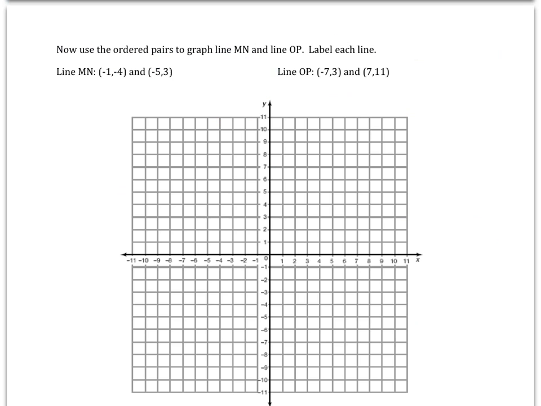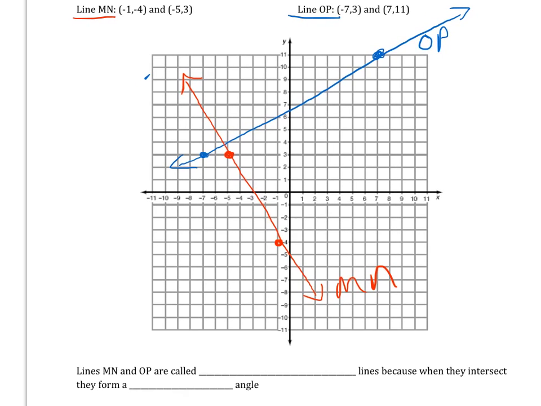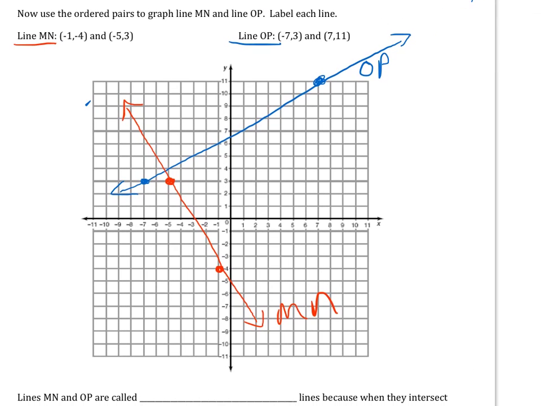Okay, let's go on. Now it says use the ordered pairs to graph line MN and line OP. Label each line. So go ahead and pause now. Graph these two ordered points, connect the lines, graph these two ordered points, connect the lines. Hit pause now and do that. Okay, if we look at these two lines, your graph should look the same. You might not have it color-coded, but you should definitely have these lines labeled with OP and MN.